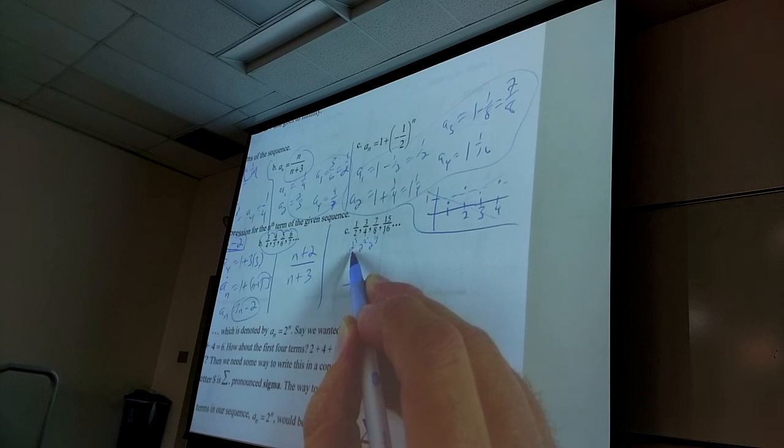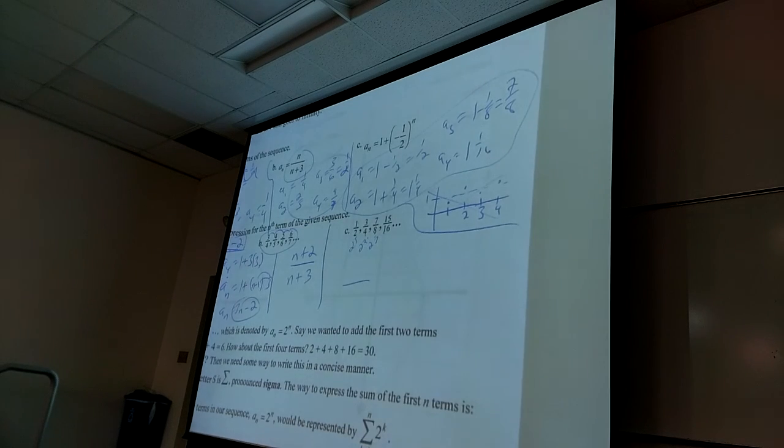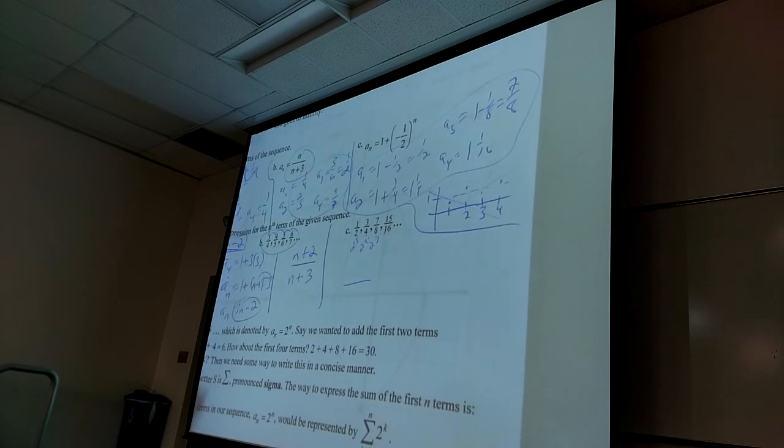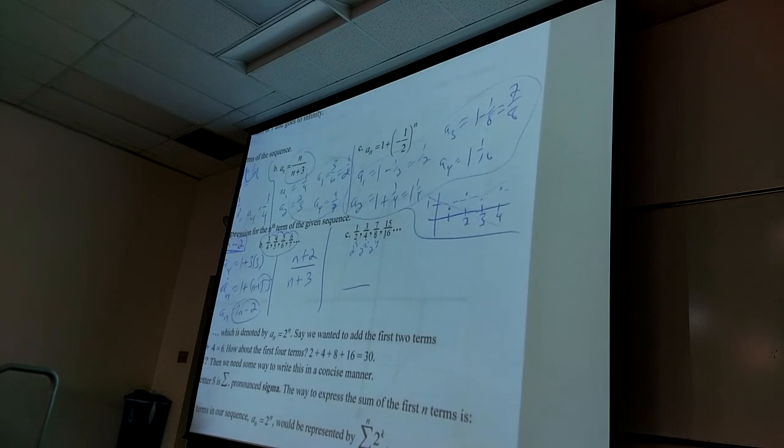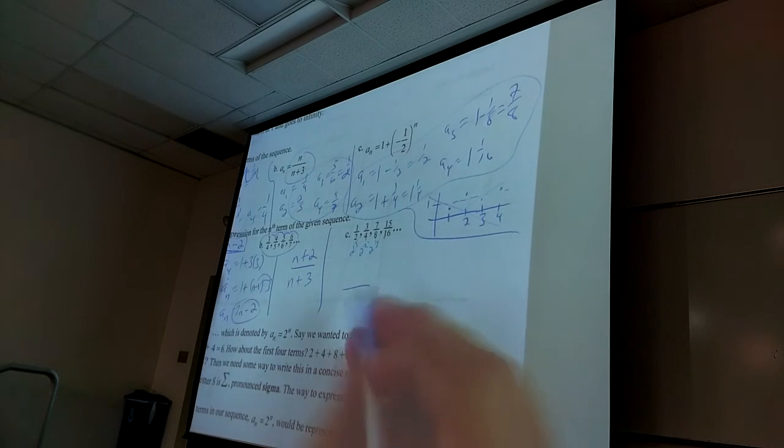So when n is 1, the bottom is 2 to the first. When n is 2, the bottom is 2 squared. When n is 3, 2 cubed. So when n is n, the bottom is 2 to the n. You guys see that? Whatever n is, 2 to the that. So the bottom is 2 to the n.